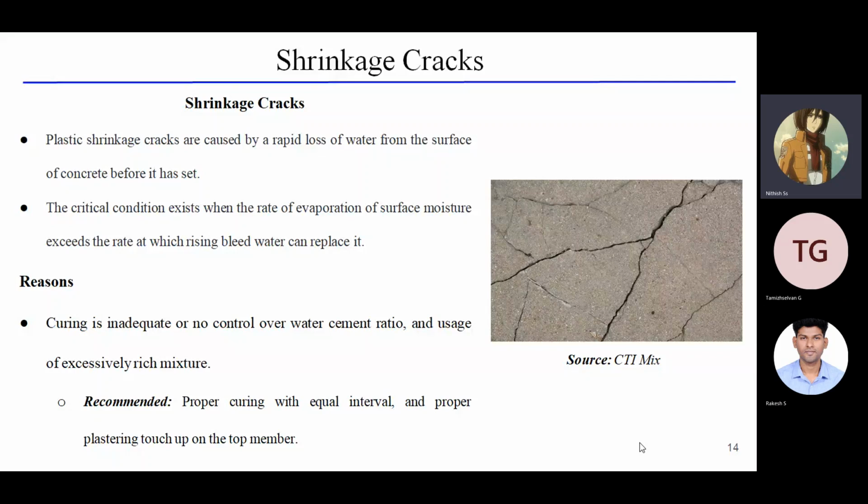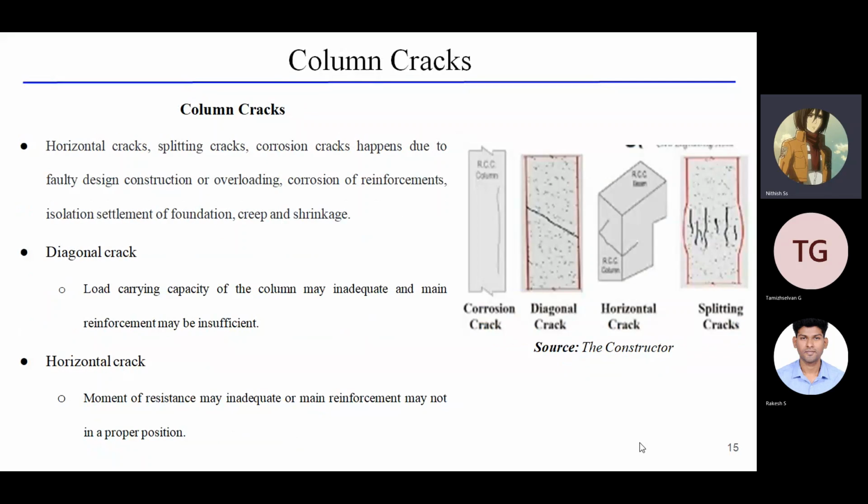This critical condition exists when the rate of evaporation of surface moisture exceeds the rate of rising bleed water, which can replace it. The reasons for this are when the curing is inadequate, or there is no control over the water cement ratio, or there is usage of an excessively rich mixture. So what we must be doing here is proper curing at equal intervals must be given, and proper plastering touch-up on the top member.